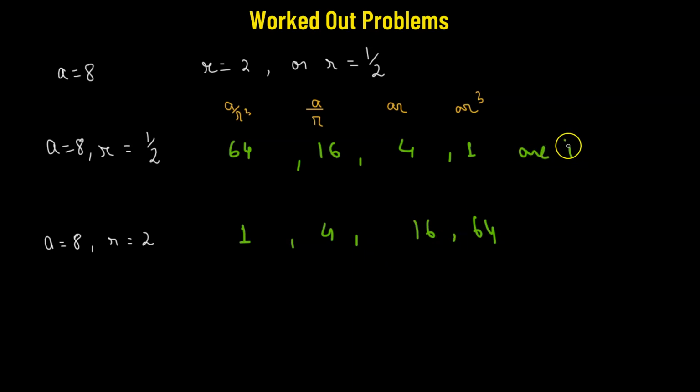So we have the first one, which has the numbers 64, 16, 4 and 1. These are in GP, as well as 1, 4, 16 and 64. So these are also in geometric progression. Now let's do another final problem.